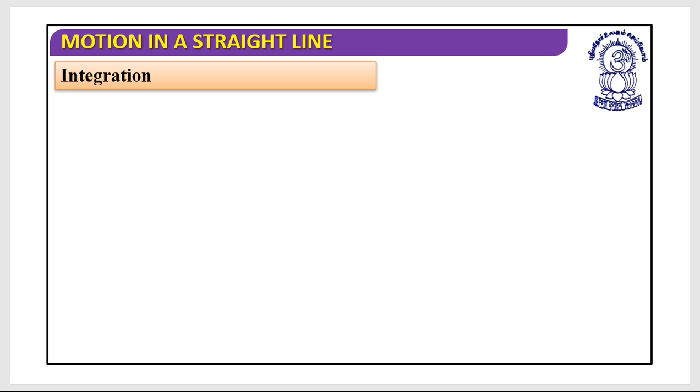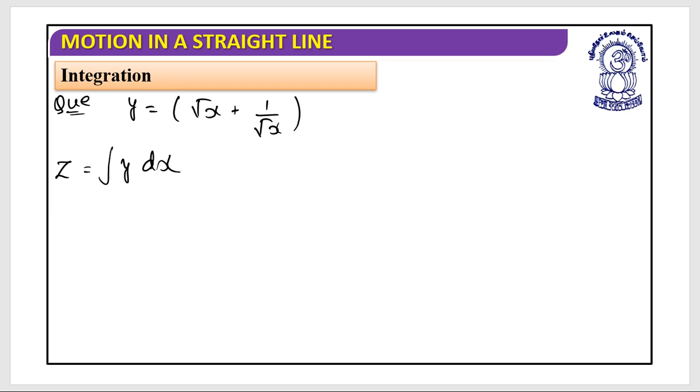Okay, let's move to the next. Let's say they have given y equal to root of x plus 1 by root of x, and you need to perform z equal to integration of y dx. You need to perform this. So please, now you can do it very quickly. It's x to the power 1 by 2 plus x to the power minus 1 by 2 dx.